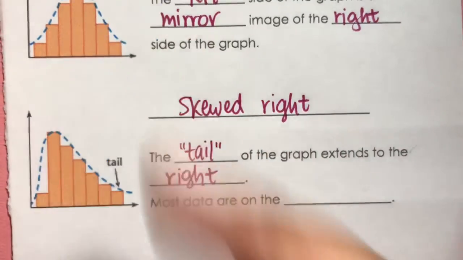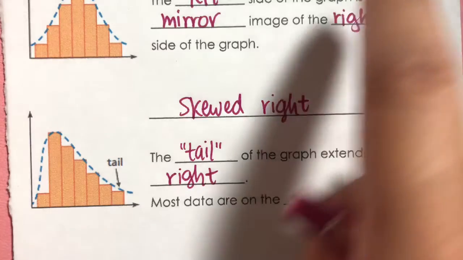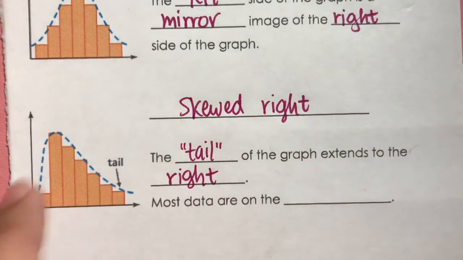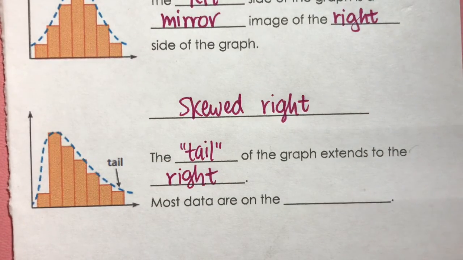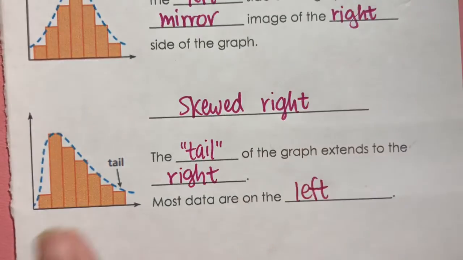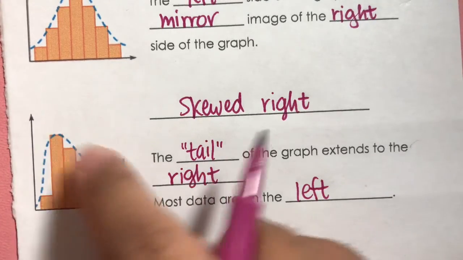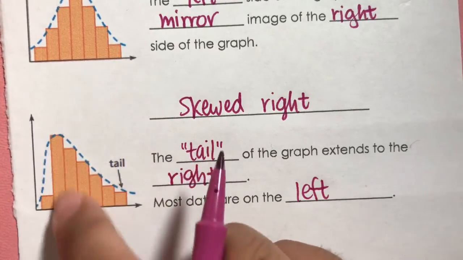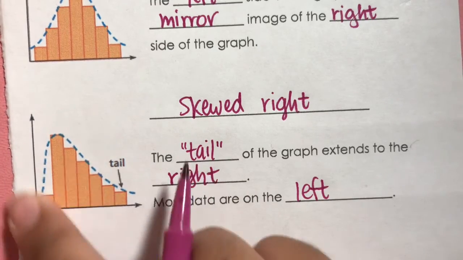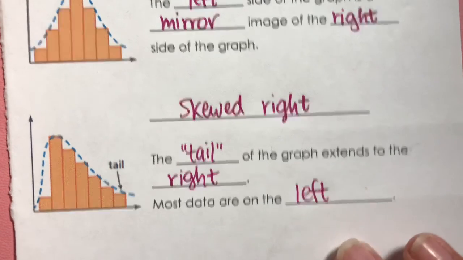And this is your right side. This is the right, this is the left. Most data are on the left. If you look at this graph, you see that most of the data falls on the left side of the graph, because the graph is getting higher, there's more data being represented on the left side of the graph.